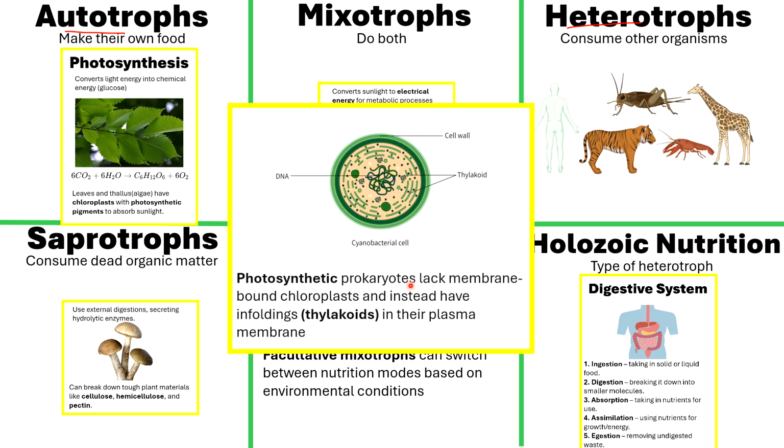Let's also have in mind this thing, which is that photosynthetic prokaryotes, we know that prokaryotes are not plants, though these prokaryotes use photosynthesis like plants. These lack membrane-bound chloroplasts. Only plants have chloroplasts. So instead they have certain structures called thylakoids in their plasma membranes, as you can see right here.